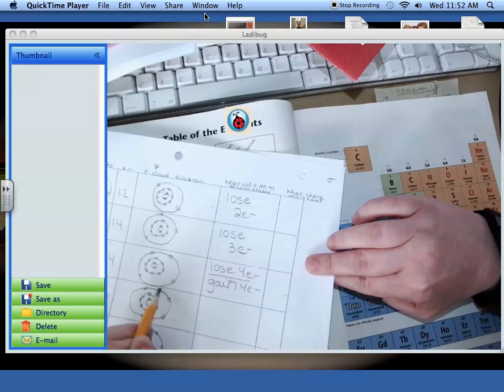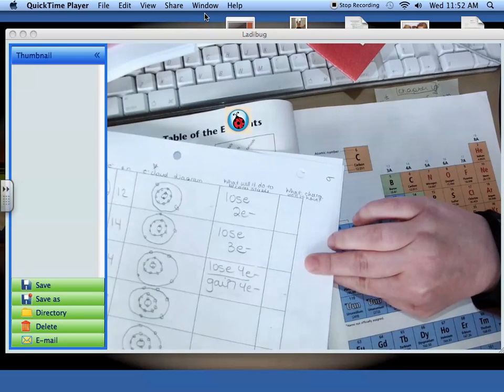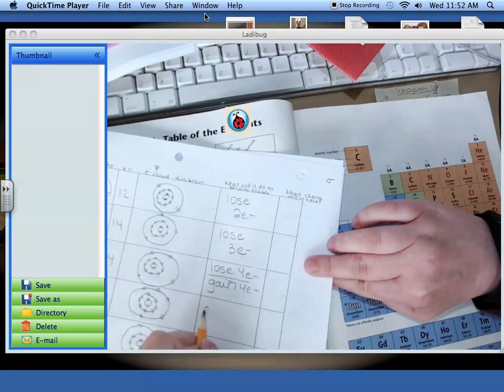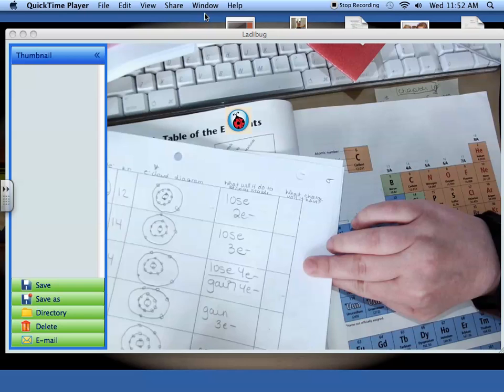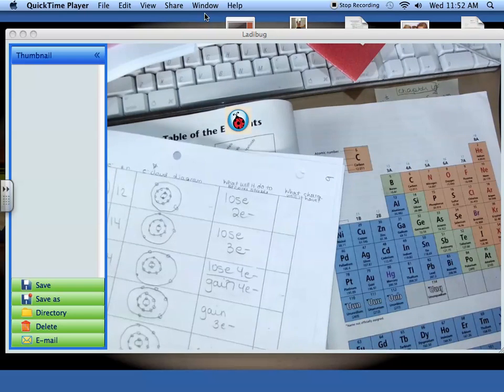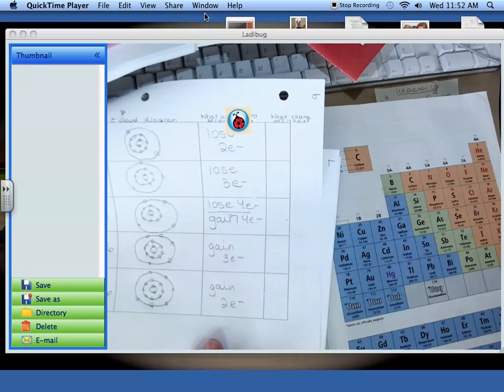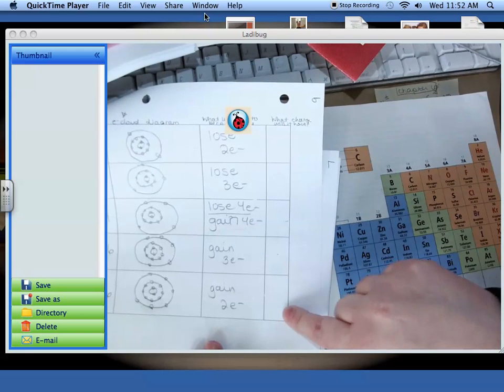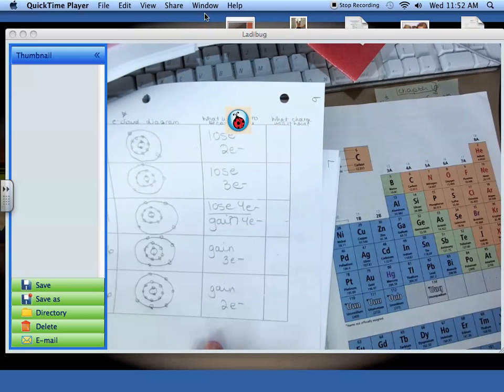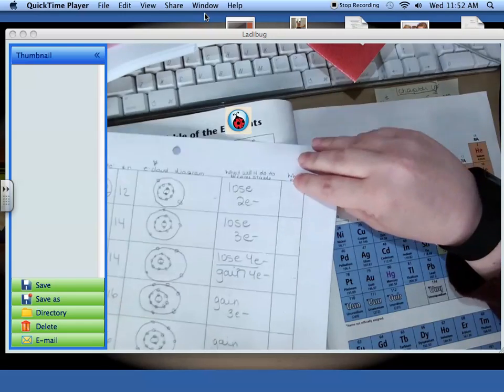Phosphorus, 1, 2, 3, 4, 5 electrons. It could lose 5 or gain 3. It's easier to gain 3 to get up to 8. Sulfur has 6 in its outer energy level, so it'll gain 2 electrons to become stable. All right, so now I would pause the video again and I would see if you could guess the charges. When you are done, unpause the video and look at my answers.